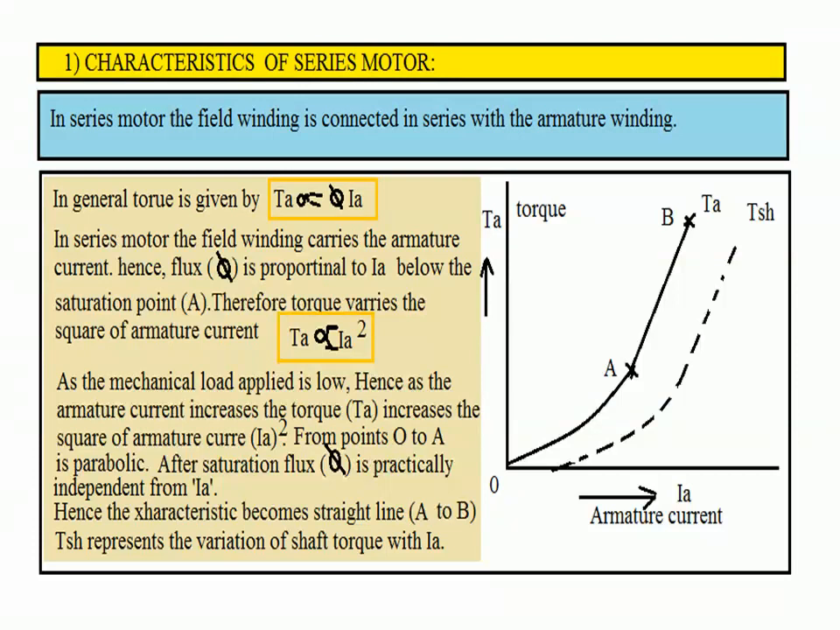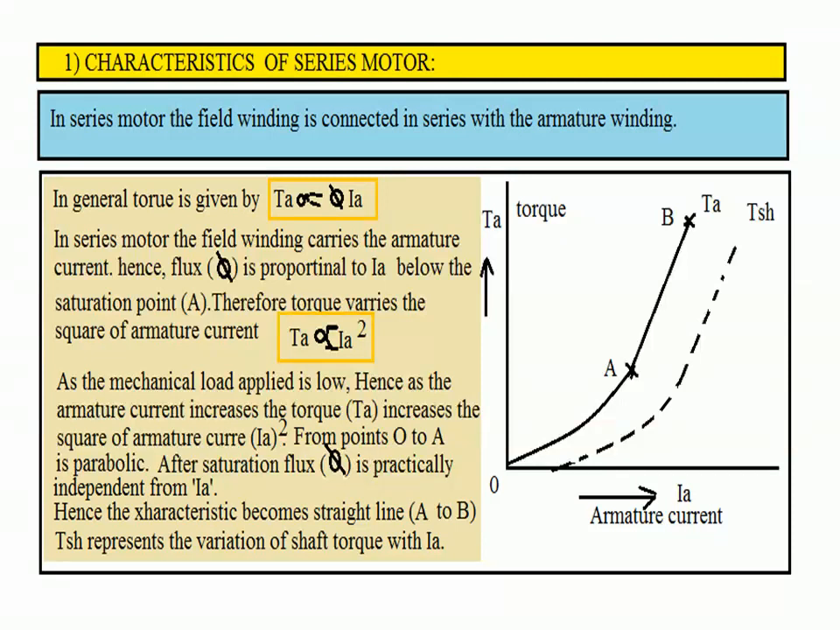That means, below the saturation point, as the load increases and the armature current increases, the torque developed is proportional to the square of the armature current. Hence, it is a non-linear part of the graph. It behaves in a parabolic manner. It is represented from O to A. A is the saturation point.